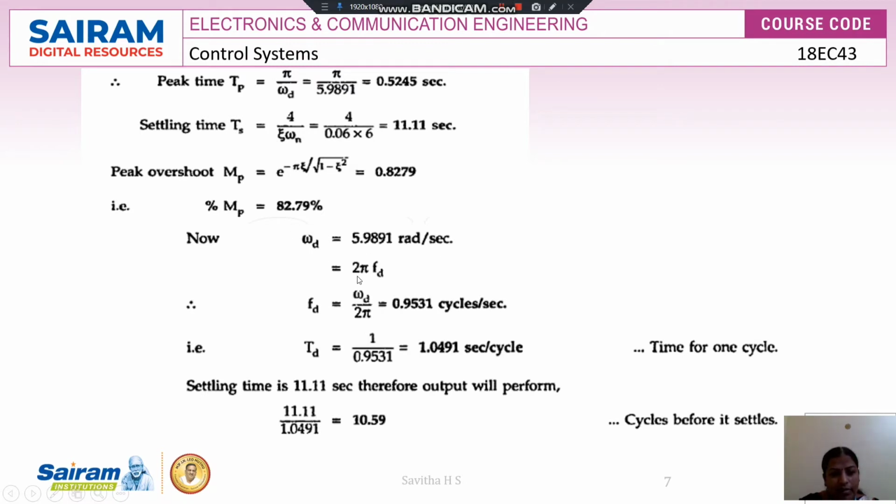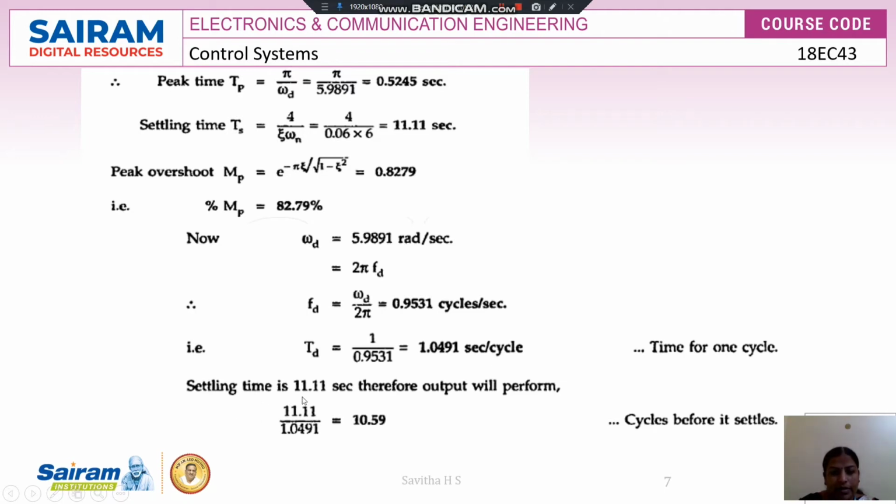Now omega d is 5.9891 radians per second. This omega d can be expressed as 2 pi f d. So the f d value is nothing but omega d divided by 2 pi, which is 0.953 cycles per second. So we need to find the Td value. Td is nothing but 1 by f d, so this is 1.0491 seconds per cycle. That is the time for one cycle.